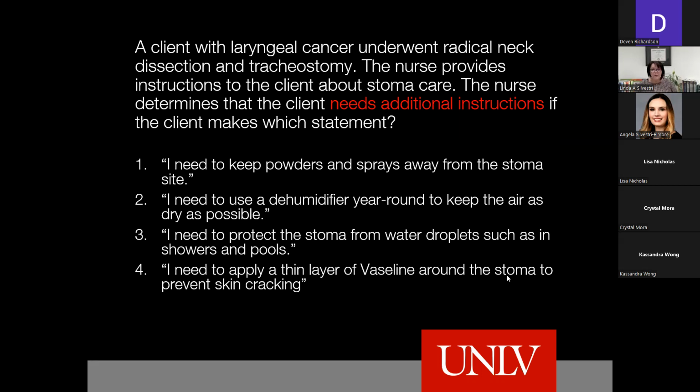Okay, option 2 is the correct answer based on the way this question is worded, that the client needs additional instructions, and that would be option 2. No one selected option 1, which is great. But we want a humidifier, not a dehumidifier, because the dehumidifier is going to dry the air too much, and secretions are going to be dry and very difficult for that person to expectorate, and they're going to end up with an airway problem. And so option 2 is the correct answer here.